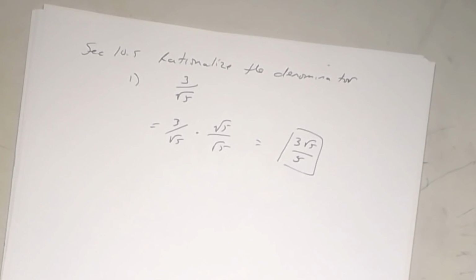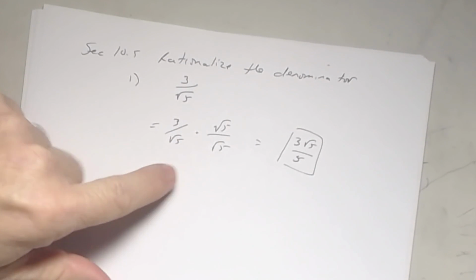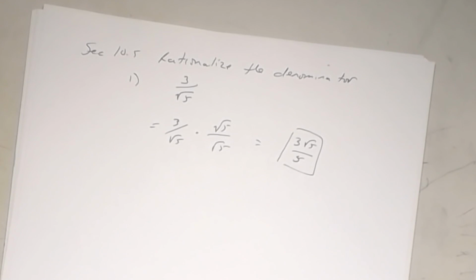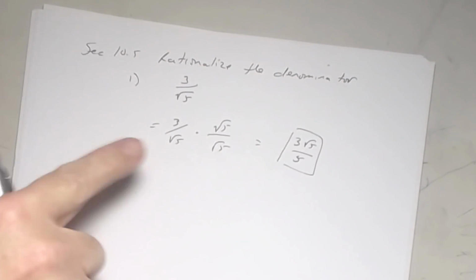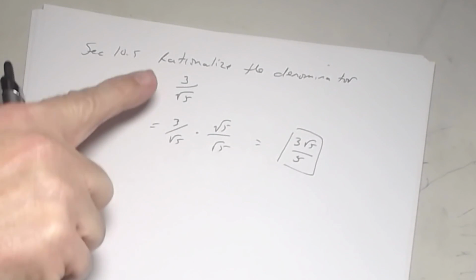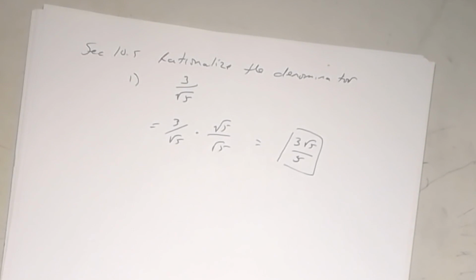That's the easy one right there. That's not what it's going to look like on your final. But there is one problem. I had to explain what rationalizing the denominator is from an easy problem. That's the easiest problem you can have with rationalizing the denominator.